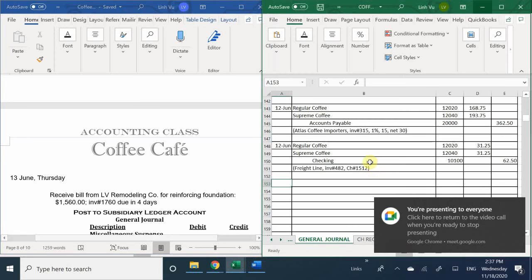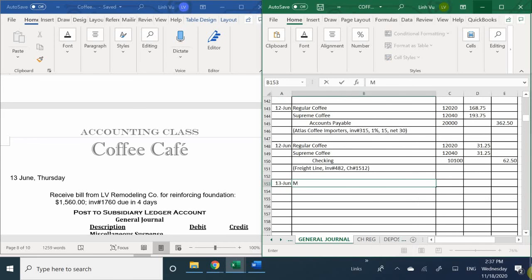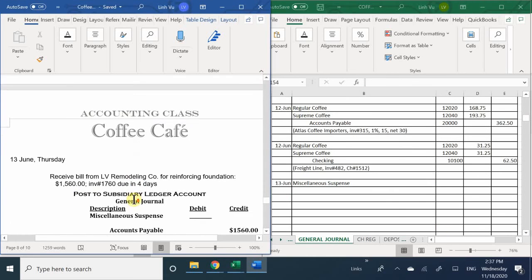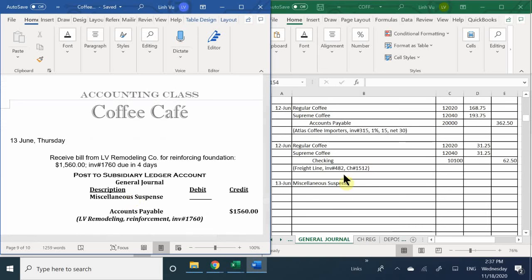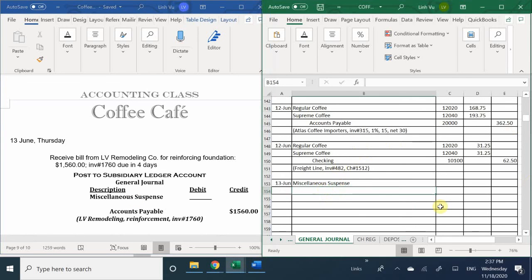So again, here is miscellaneous suspense. I believe it's 13 now. We have miscellaneous suspense. And of course, we're not going to make a payment because we received a bill. So our assumption is we're going to owe them the money. So here, we're going to recognize that it's going to be on accounts payable.